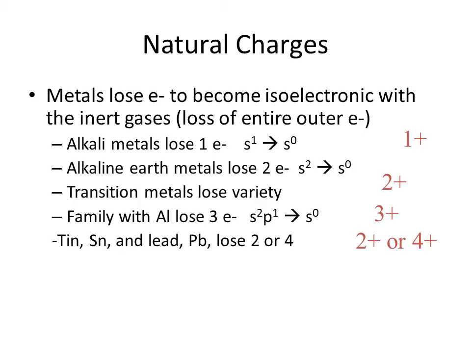The family with aluminum has an S2P1 outer shell, and they lose all of those electrons and get an S0 arrangement for a 3+ charge on an aluminum ion. Tin, which has a symbol of Sn, and lead, which has a symbol of Pb, can lose 2 or 4 electrons to get a +2 or a +4 charge. The reasons for that we're not going to really go into right now.